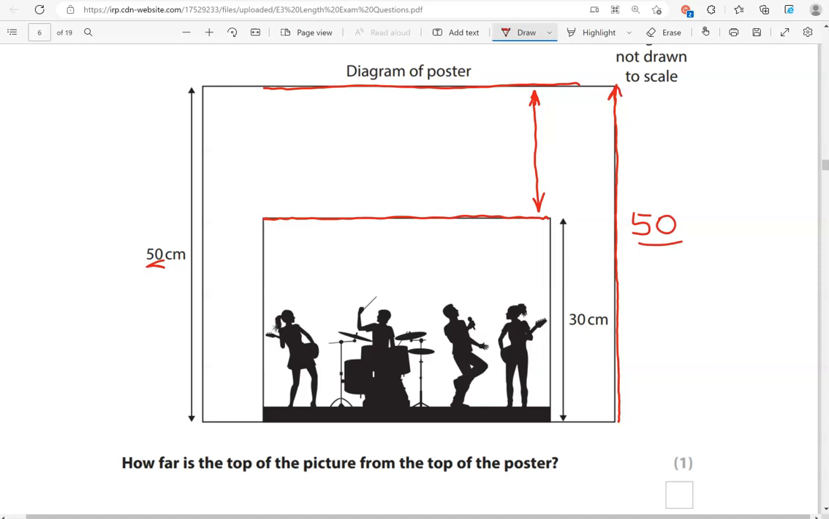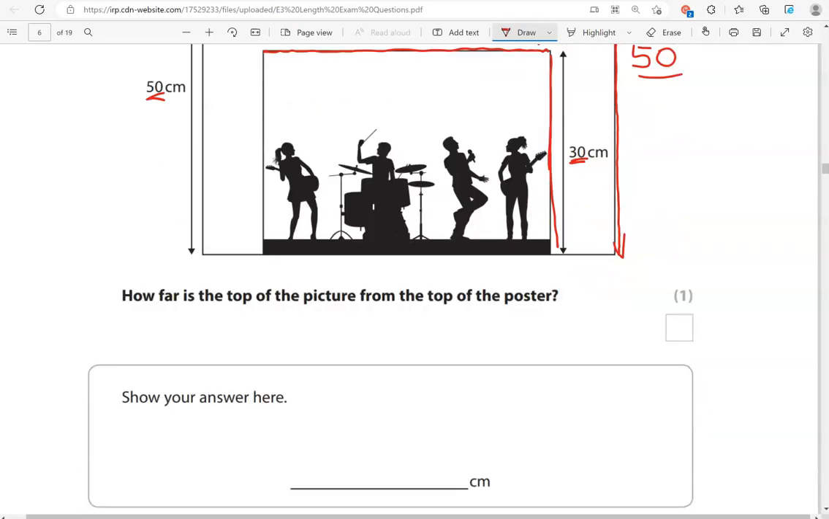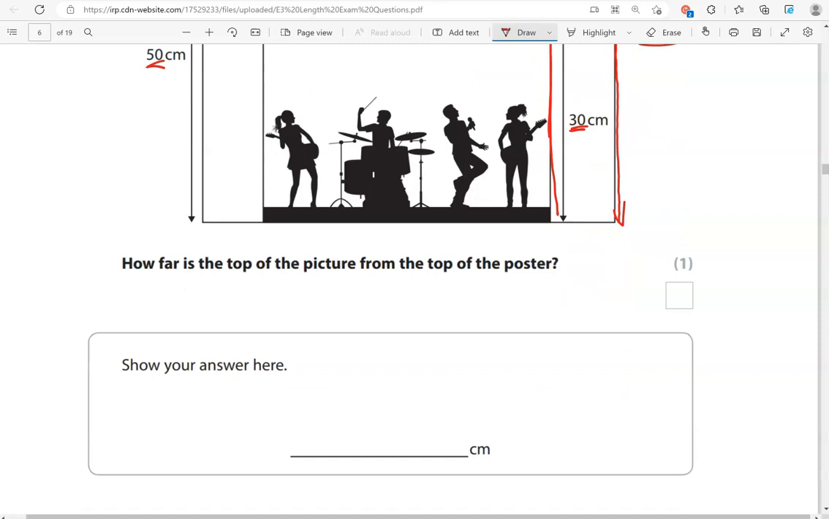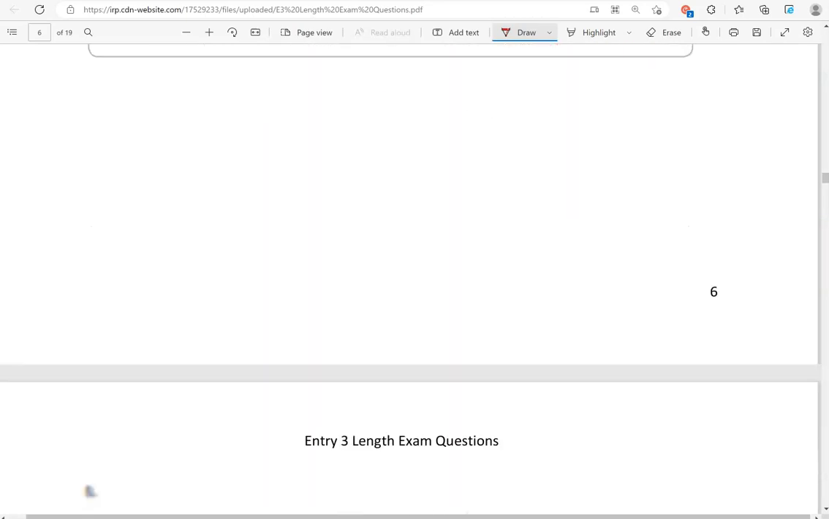So 50, if we take away this, it will leave us with what we need. So 50 take away 30 gives us 20. 20 add 30 equals 50. So 20 centimeters, and we've shown the working out on the picture.